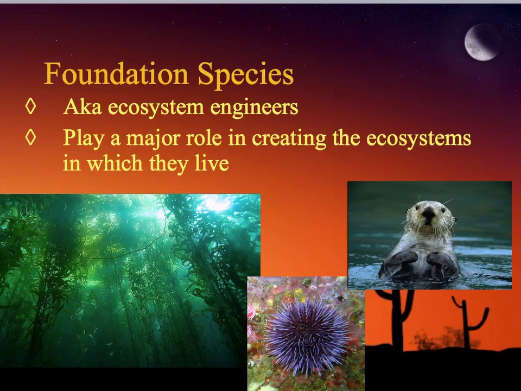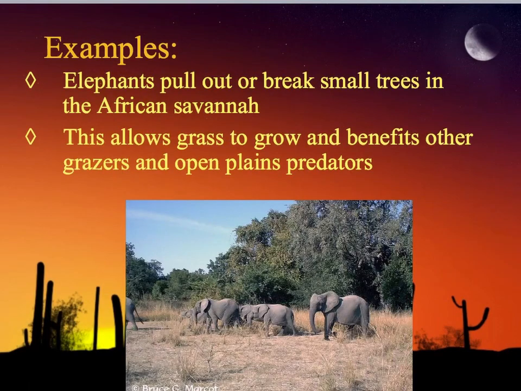So from the video by Alan Savory, we saw that that was an important way to help form soils. So in this case, large herding animals are foundation species in grassland areas. I forgot I put this slide in here. Here's my example from the last slide, but again, elephants breaking down small trees in the African savanna, allowing for grass and benefiting other grazers and opening the plains to these predators, and also for soil formation.